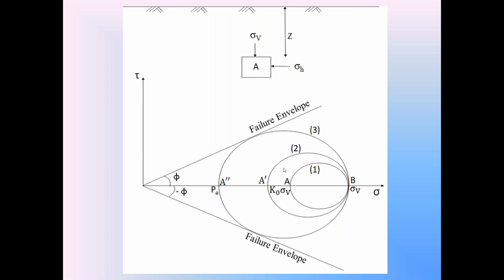So in this diagram, point A is the rest condition, because at point A, the horizontal stress is the at-rest horizontal stress. Point A dash is the beginning of the active condition. Sigma h slightly decreases, but point A double dash is the minimum value of the horizontal earth pressure in the backfill, that is called the active lateral earth pressure in the backfill.